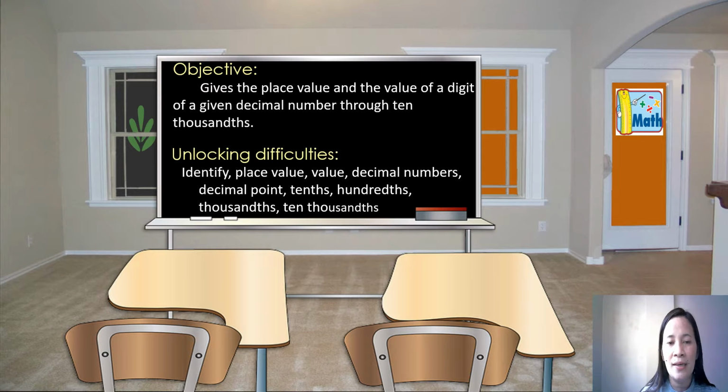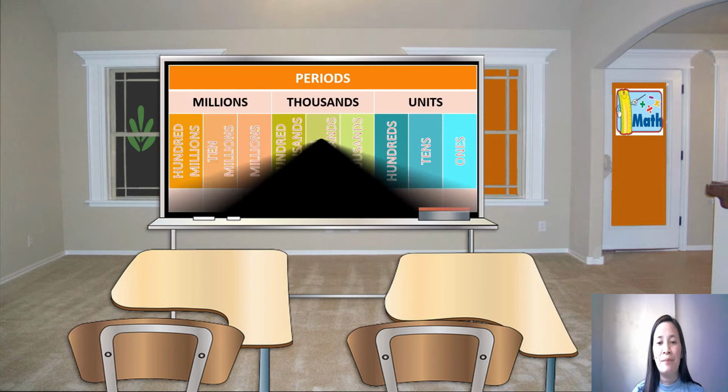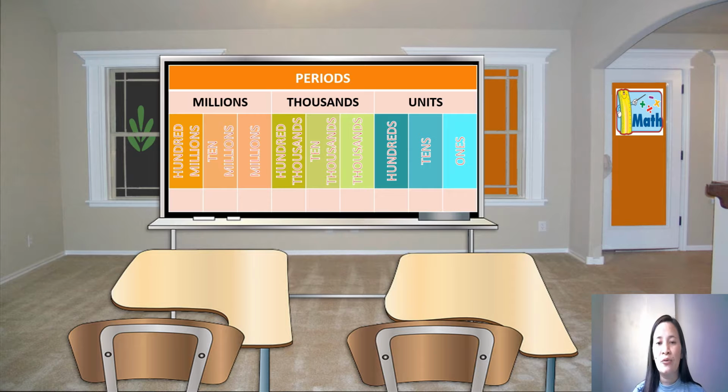So, we have here words that we're going to use in our lesson. We have identify, place value, value, decimal numbers, decimal point, tenths, hundreds, thousand, and 10,000s. We have here the place value chart. In the place value chart, we have periods: the units, the thousands, and millions.